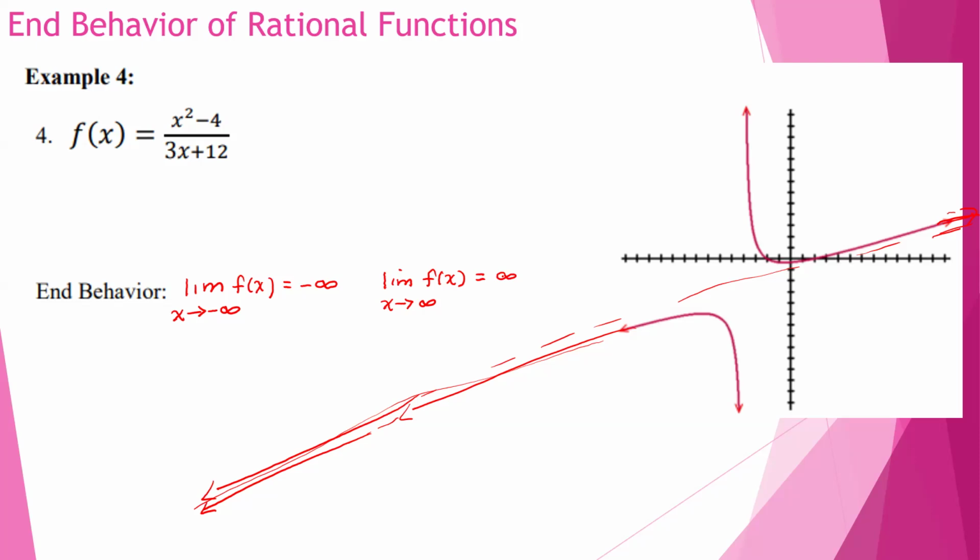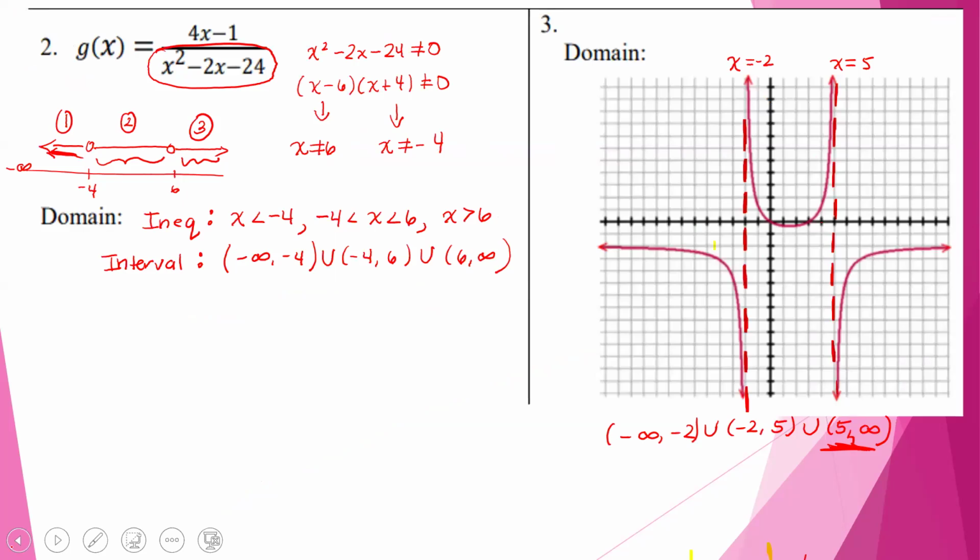So rational functions can go to positive or negative infinity. They can also go to a number. You see this graph right here? It's going left, but is it going towards infinity? All right, so we'll talk about those in a minute.